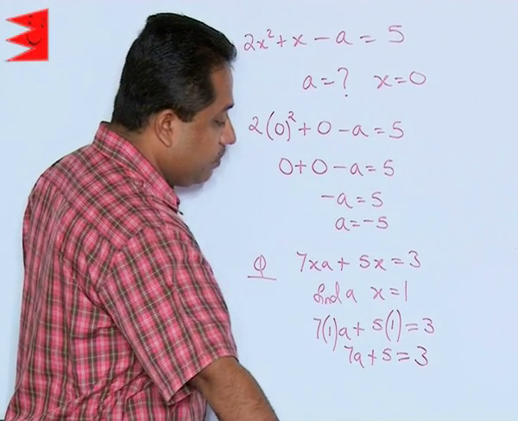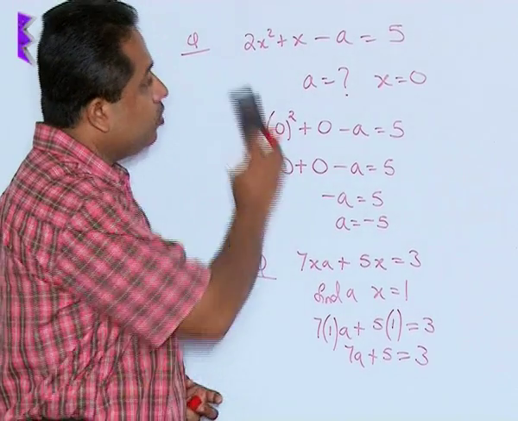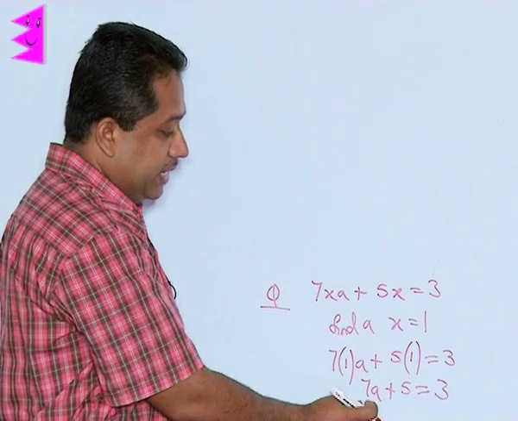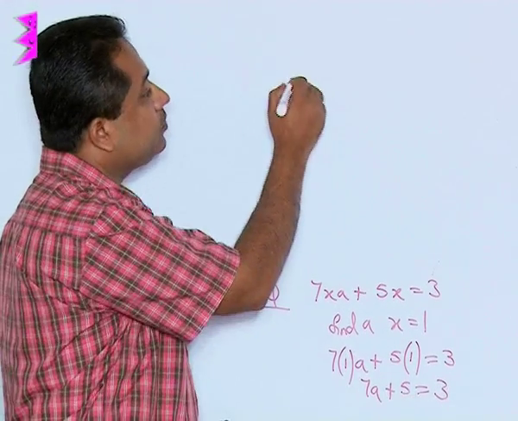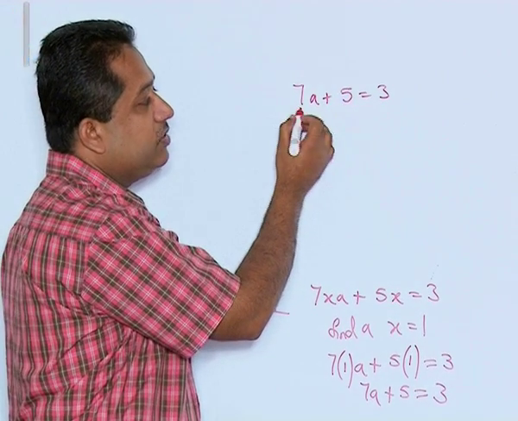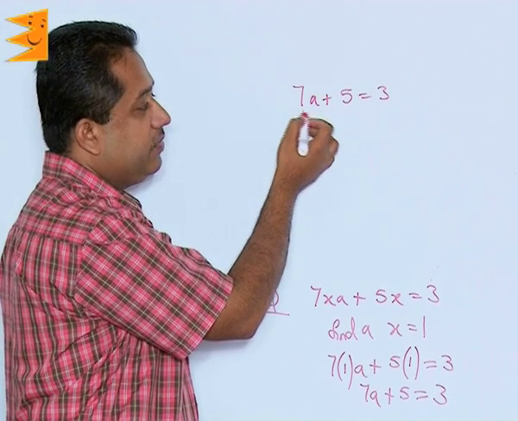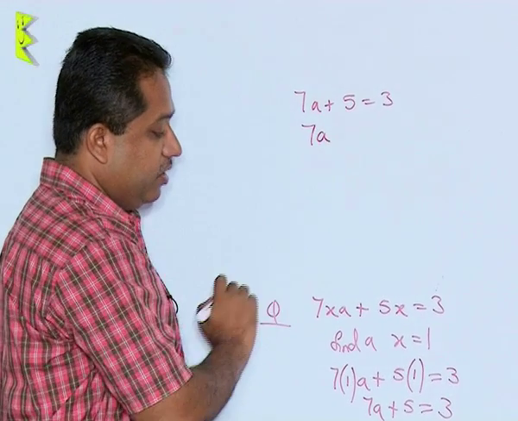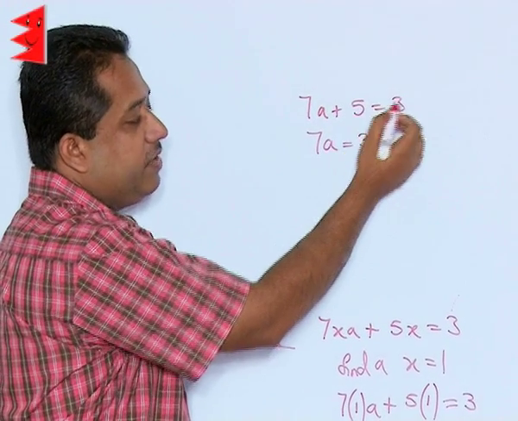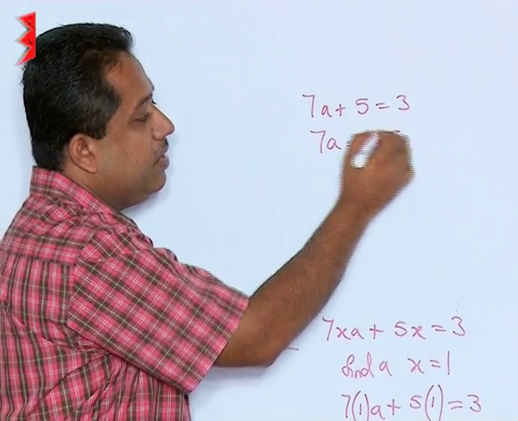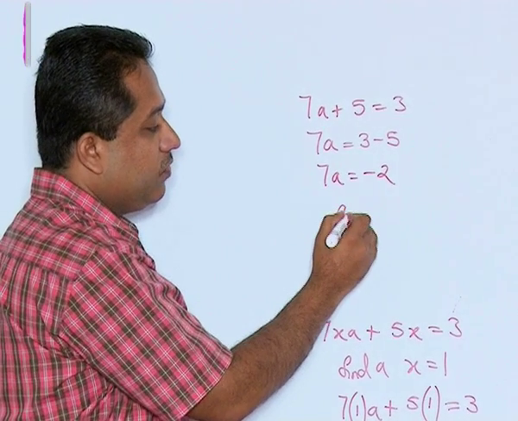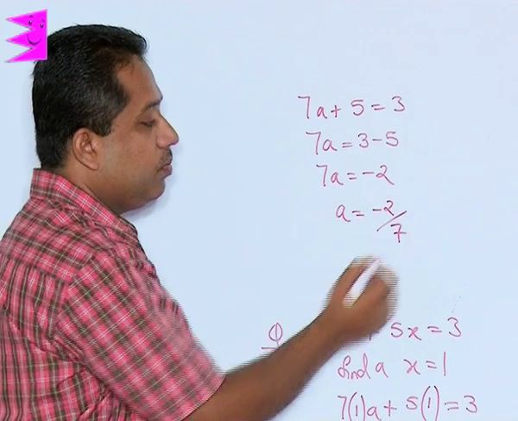Now once we get 7a plus 5 is 3, what we can do is bring the like terms together. Like terms, when we talk about this, are the constant terms, because there is no variable a, only 7a remains alone. So we have 7a on one side. The constant terms we can transfer to one side. So 5 gets transferred to the other side, we get 3 minus 5. So 7a is equal to minus 2. Therefore the value of a is minus 2 upon 7.